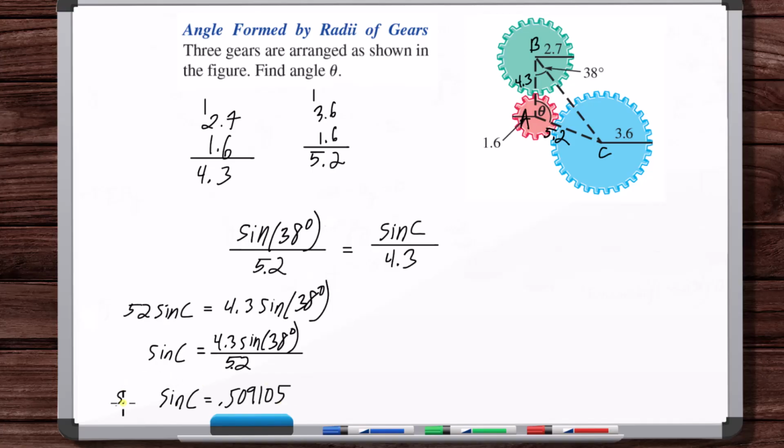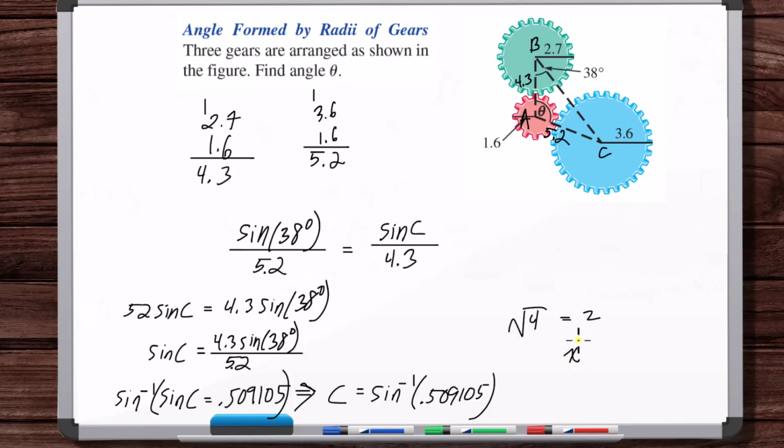Okay, now we take the inverse sine of both sides, and we get that angle C is equal to the inverse sine of 0.509105. All right, but we know that since we introduced this inverse sine to solve an equation, we have to think about all of the possibilities. It's the same idea with the square root or the principal even root. We talked about this with inverse trig functions. If you just have the principal root of 4, that's equal to 2. But if you introduce this principal root to solve an equation, you have to put the plus or minus, right?